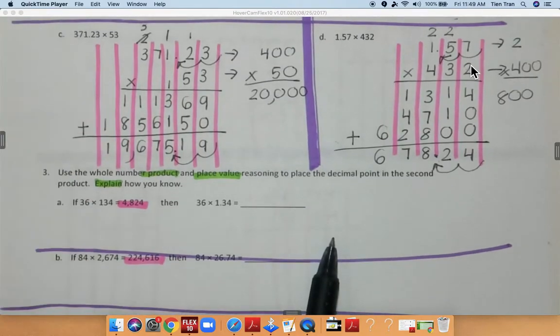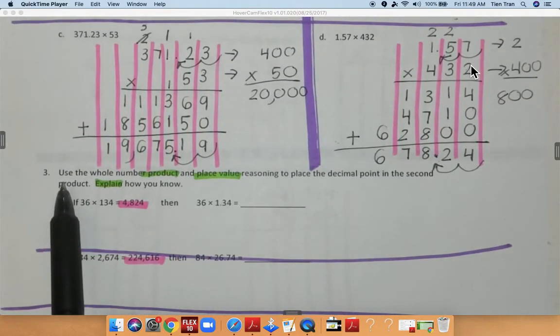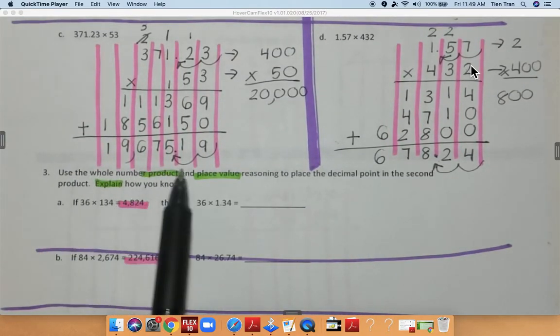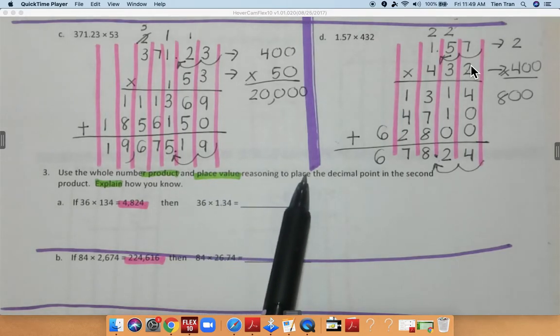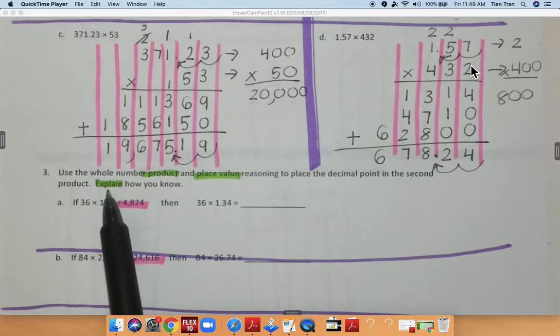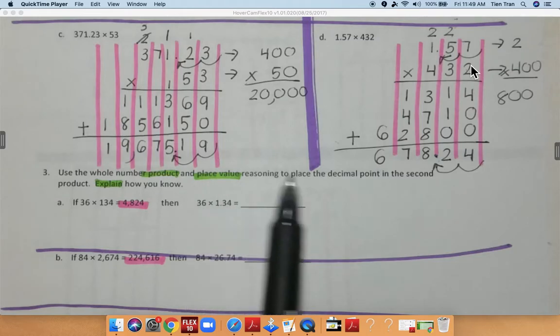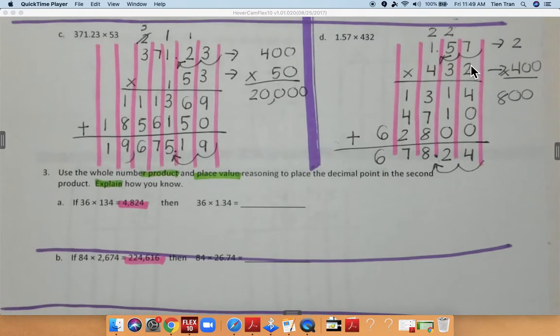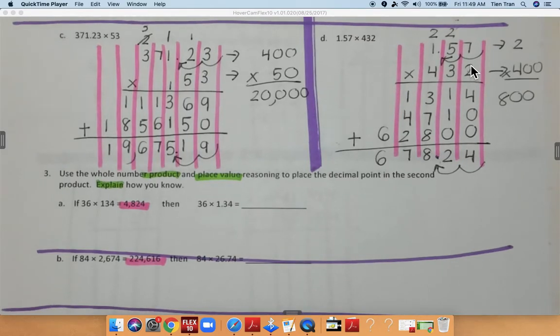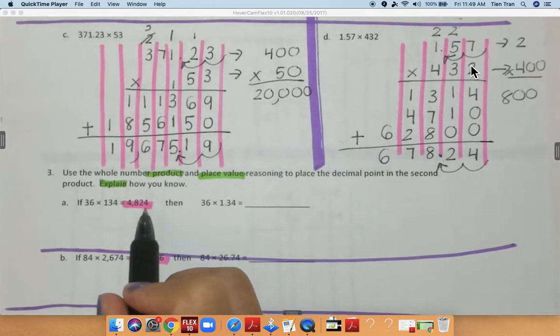Now, we're going to move on to problem number 3. Problem number 3 asks you to use the whole number product and place value reasoning to place a decimal point in the second product. Explain how you know. So, what's really important is that you know where to put your decimal. That's what they're asking you to do right now. And there are two ways. One, you can round the numbers and figure out where it is, or you can figure out how many times do I need to move my decimal. They already give you the answer.